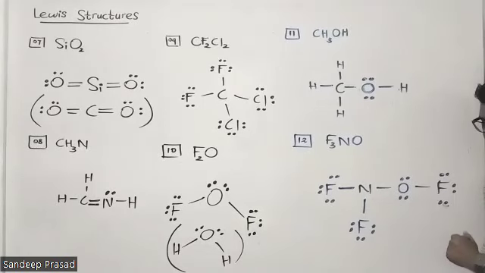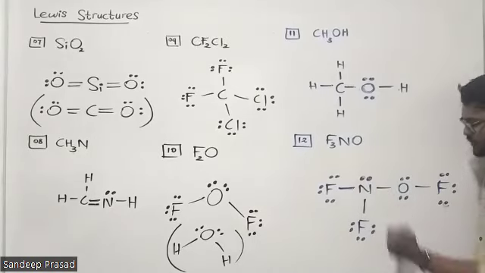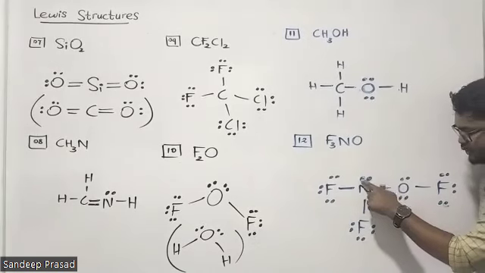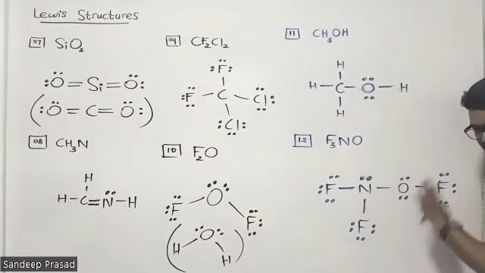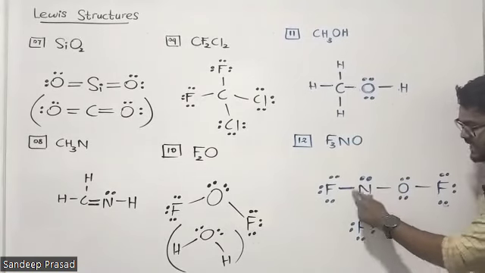Then what are we supposed to do? We have to put a lone pair. When we put a lone pair, what will happen? 1, 2, 3, 4, 5. Valence shell electrons are okay. Count the total electrons: 2, 4, 6, 8.